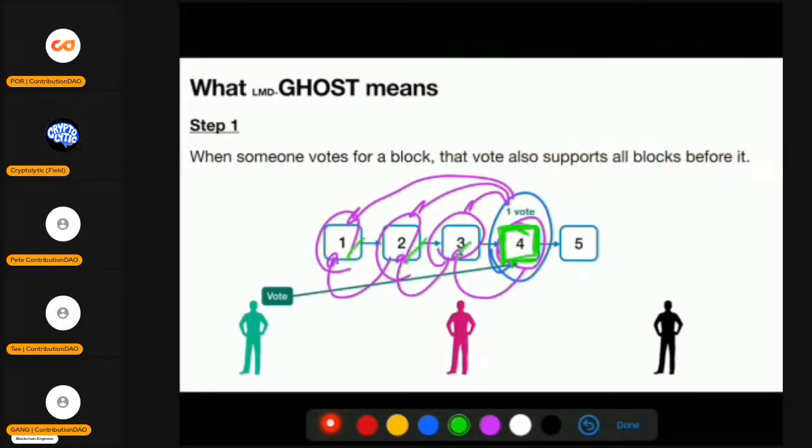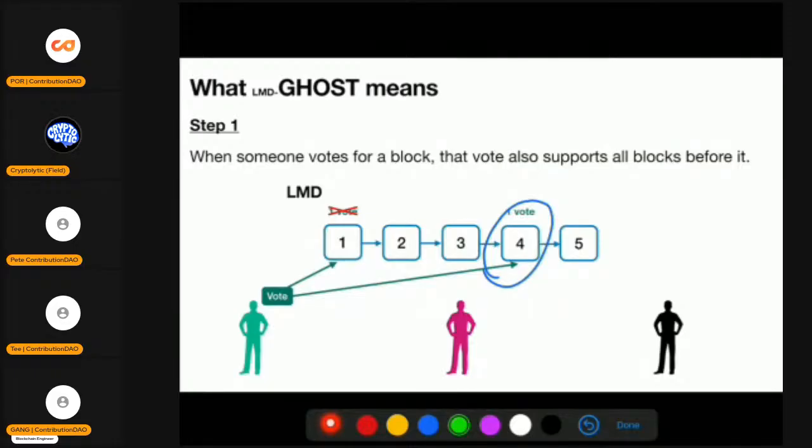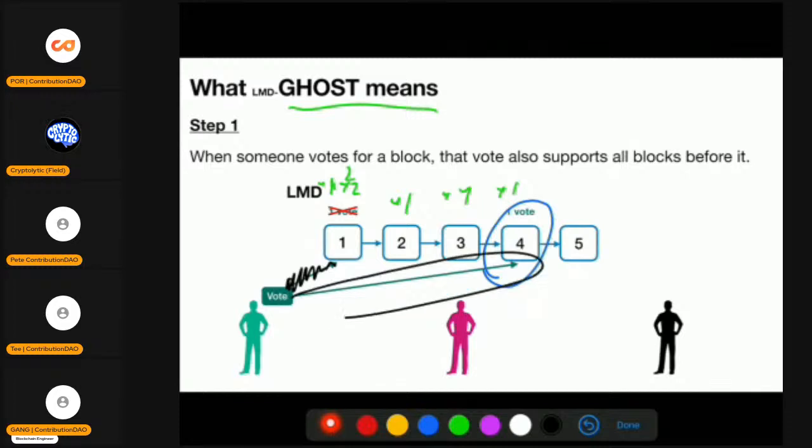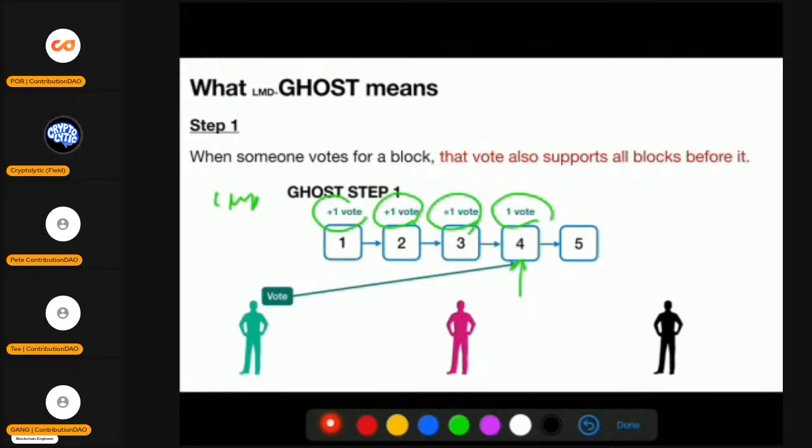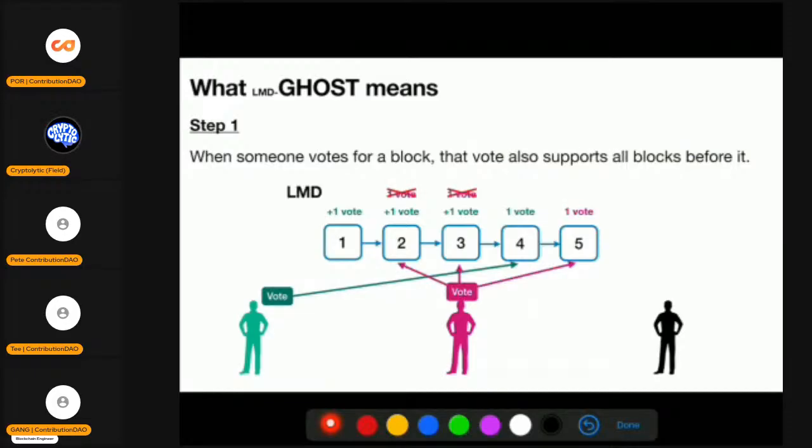Sorry, if you go back to this one and use the GHOST again, you will count this vote twice: +1, +1, +1, and +1, so this one is going to be +2. That is why we have to ignore the old vote and only consider the latest vote. Now, if the pink guy makes a vote for block 2, block 3, and block 5, the latest vote is going to be this one, and only this vote is going to be considered.